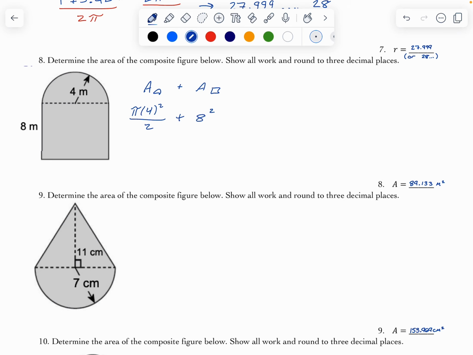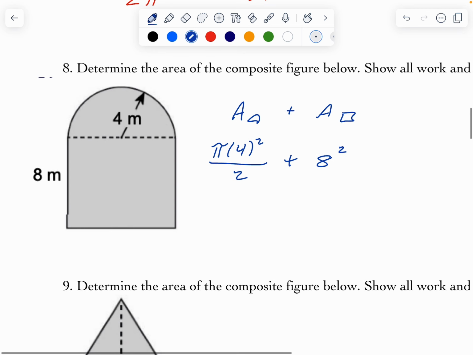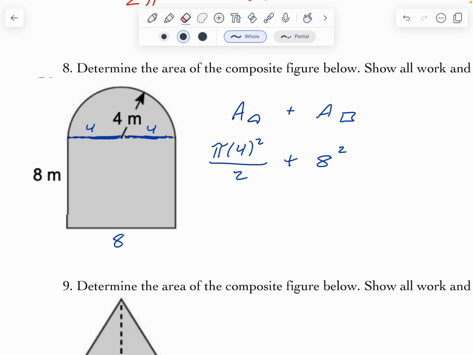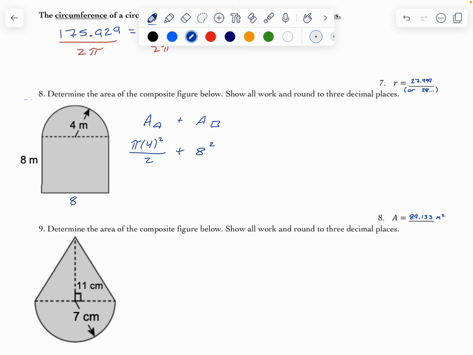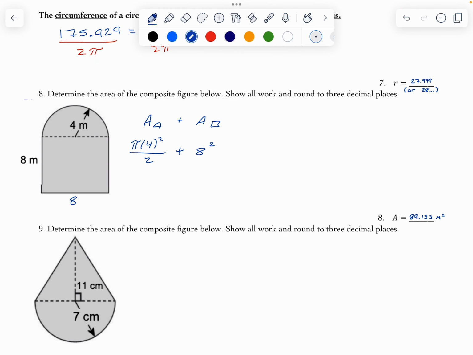And I'm not just guessing that this is a square. I know that since the radius of that circle is 4, well, this distance right here is going to be 4, and that distance right there is going to be 4, which means that your base is 8. So I have an 8 by 8 square, and then I have a semicircle with a radius of 4. Should get 89.133 meters squared.